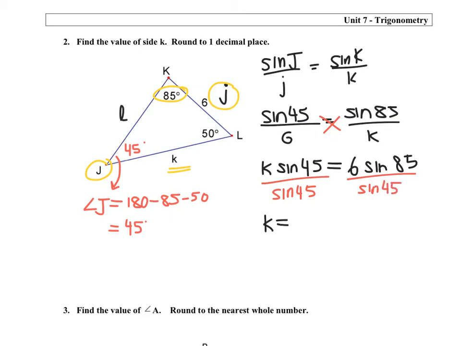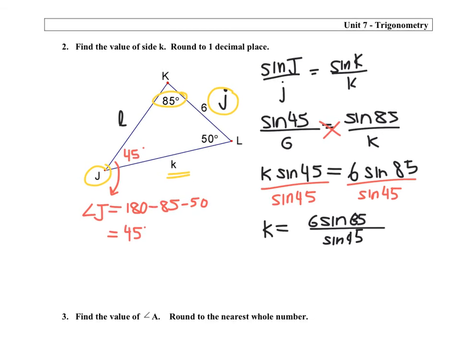So k is going to equal 6 times sine 85 divided by sine 45. And that's what you're going to plug into your calculator. I want you to take out your calculator and actually try plugging it in to make sure you're doing it properly. So 6 times sine 85, close your bracket, divided by sine 45. And you should get approximately 8.5 if you round properly, because it's 8.45. So round it up, 8.5.